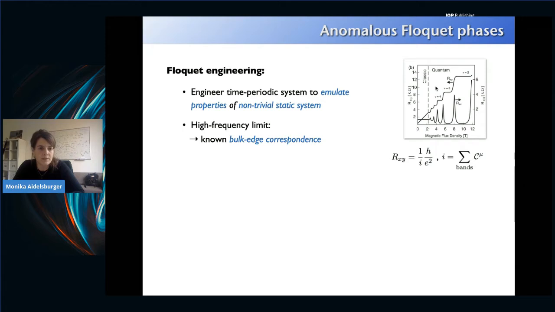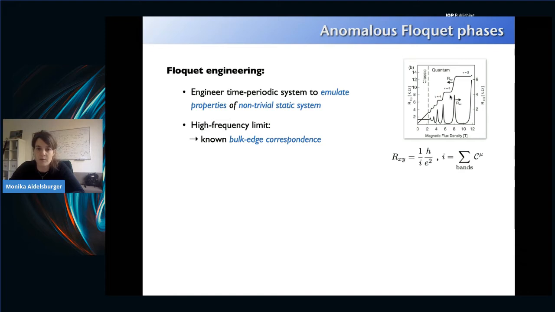And the idea was really to use this periodic driving technique in order to emulate the topological physics that have been found in condensed matter systems, for instance, in quantum Hall type systems. So in a high frequency limit, we can actually take the rotating wave approximation and then map it onto a static Hamiltonian.